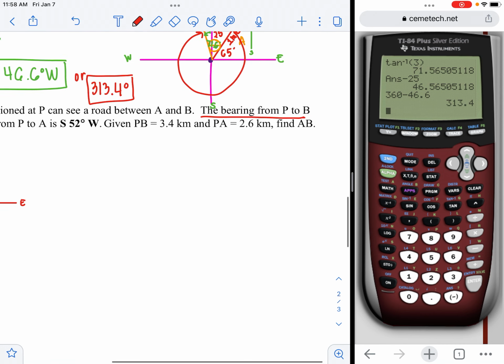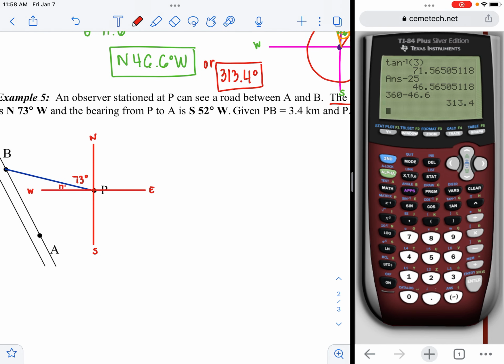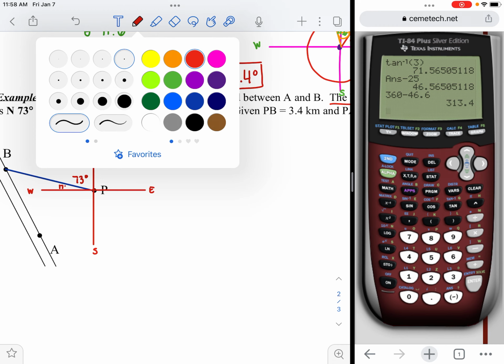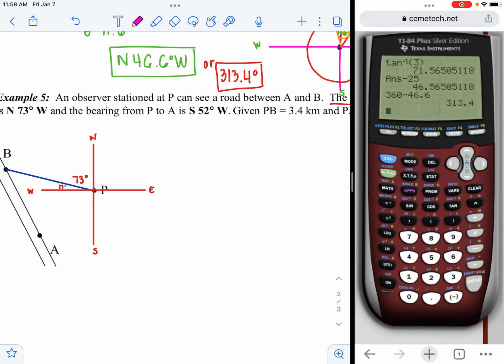Okay. All right, next it says the bearing from P to A. There's already a compass at P, so I don't have to draw another compass. I just have to connect P to A. Well, it's not over there. It's right here. It says it is south 52 degrees west. So from the south towards the west, 52 degrees. 90 minus 52 is 38, so this is 38 degrees.